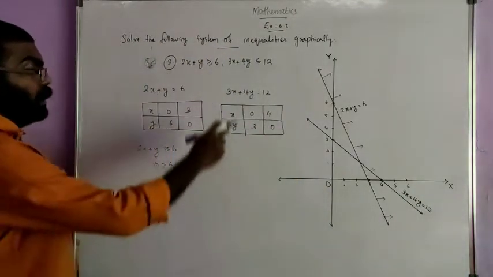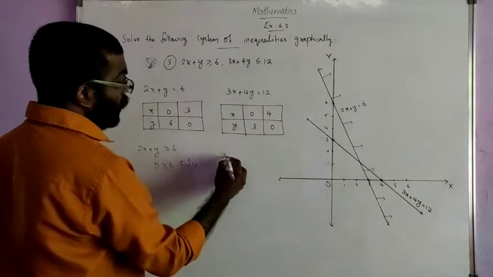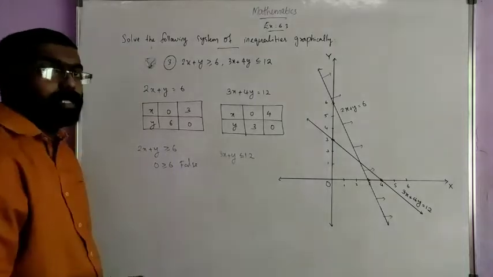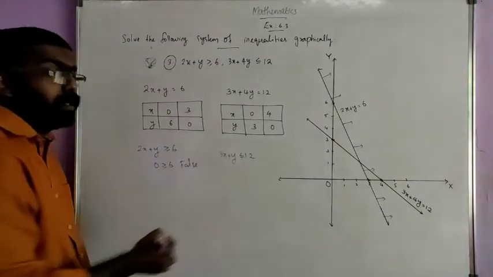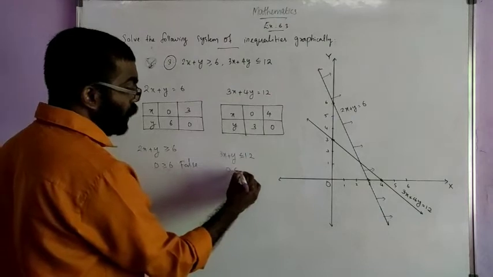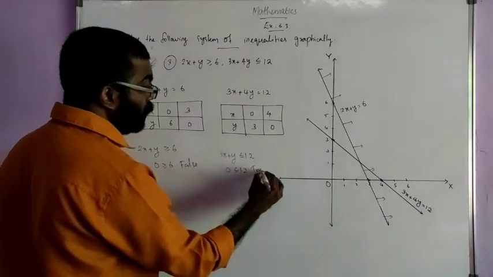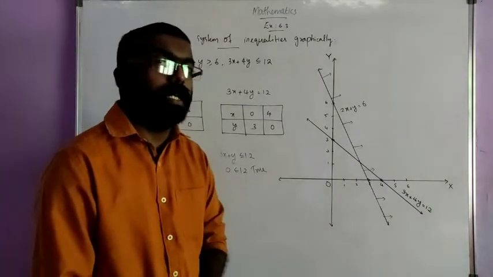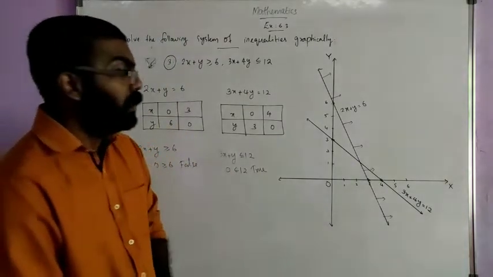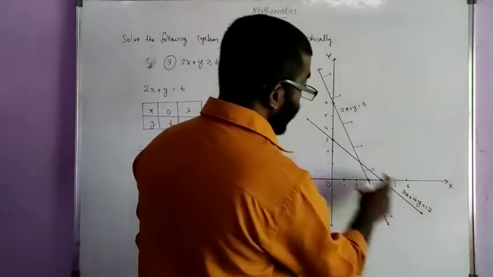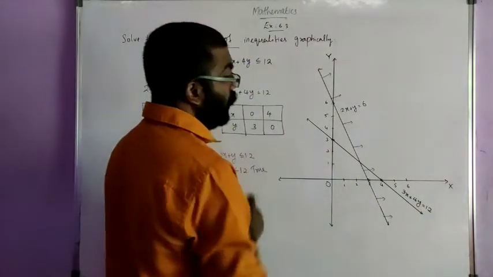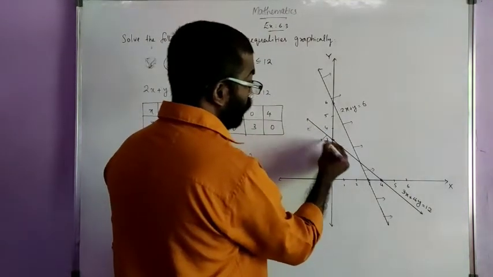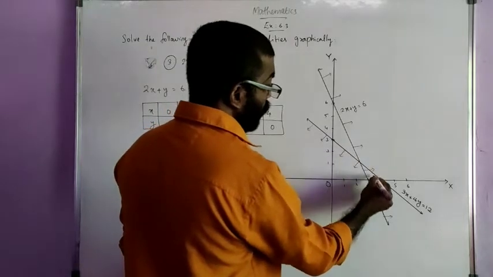Okay. And in the second one, 3x plus 4y less than or is equal to 12, here also we can put 0, 0, x equal to 0 and y equal to 0. 0 plus 0, 0 less than or is equal to 12. And it is a true statement. That means the point 0, 0 lies in the solution region. Okay. So the half plane represented by the second inequality 3x plus 4y less than or equal to 12 is the lower half plane, lower part of this line.